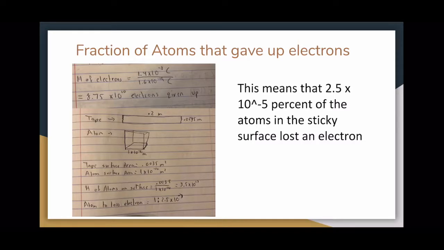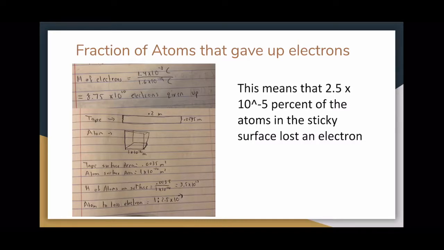And then I found the surface area of the tape. That surface area was 0.0035 meters squared, and the surface area of an atom, I got 1.1 times 10 to the negative 20th meters squared. So to calculate the number of atoms on the surface, I just divided the surface area of the tape by the surface area of the atoms, and I got 3.5 times 10 to the 17th, and that is the number of atoms on the sticky surface of the tape.